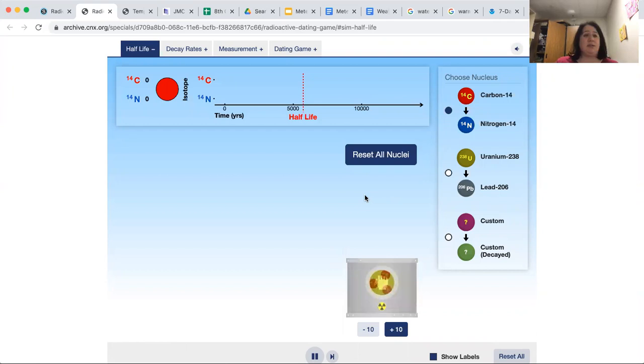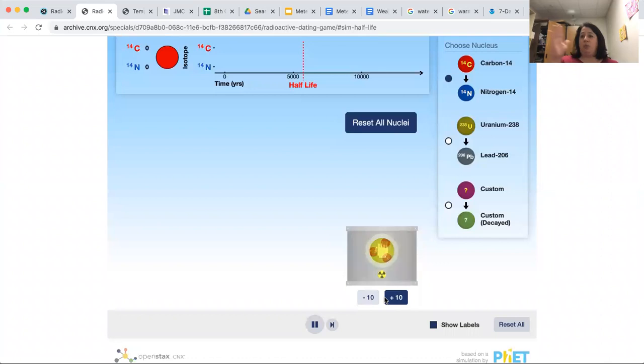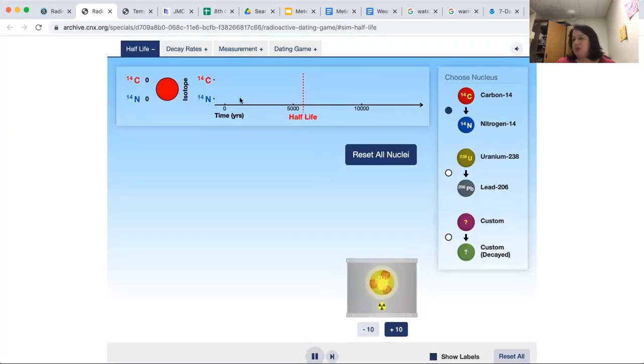Number two, you're going to start on this first tab here. Up here it says half-life, and you need to follow the directions. If you cannot see the pause at the bottom, you need to go to the right-hand side of your screen and scroll up and down. Also, unfortunately, you're going to lose the graph if you split screen. So that makes this slightly more challenging, okay?